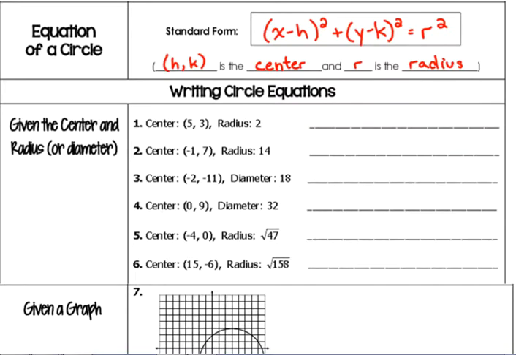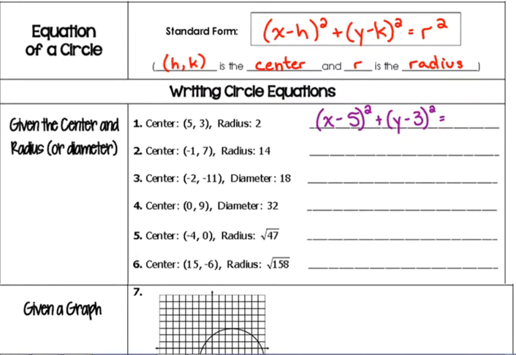All right, so let's write some equations given some information. This time we're given the center and the radius or the diameter. To write this equation, it's always x minus the x coordinate, so (x − 5)² plus (y − the y coordinate)². Now, sometimes that will end up being a plus sign because one of those coordinates was a negative, so subtracting a negative is the same as adding a positive.